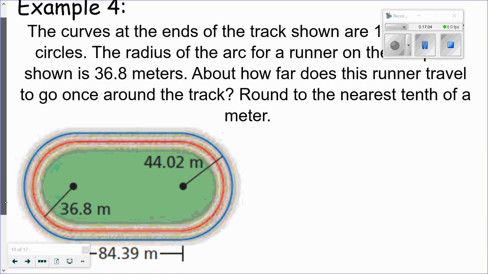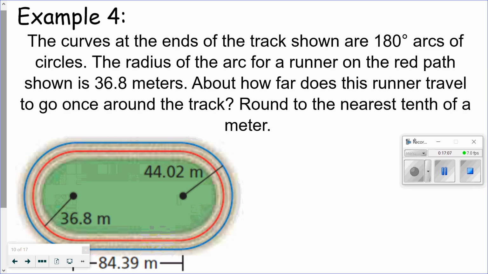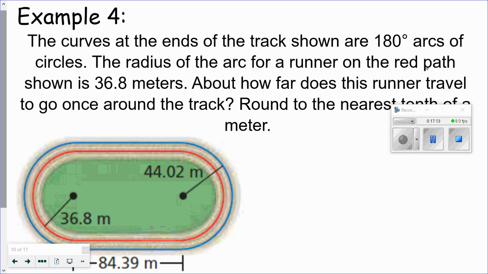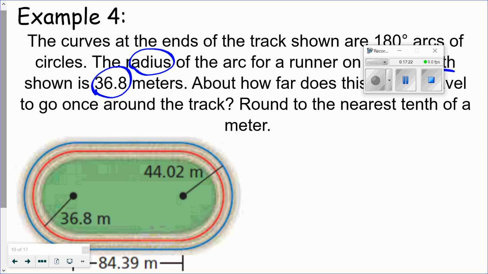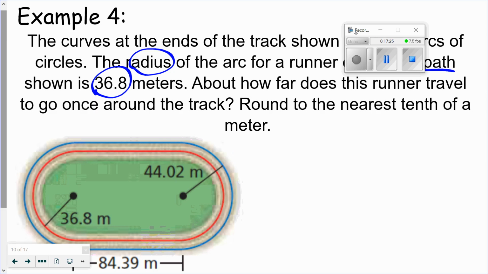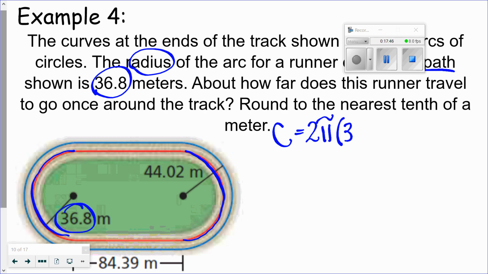The curves at the end of a track shown are 180-degree arcs of a circle. The radius of the area of the runner on the red path is 36.8 meters. So that's the radius. About how far does the runner travel to go once around the track? Okay, so as you look at this, we want to just look at the red arc. So we're just paying attention to the 36.8. If you look at the curved part of this track, when you put two halves together, you get a full circle. So the circumference is 2 pi times the radius, which is 36.8.